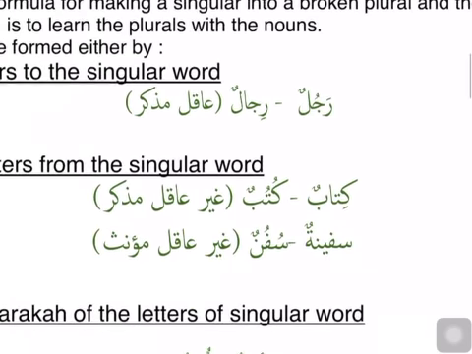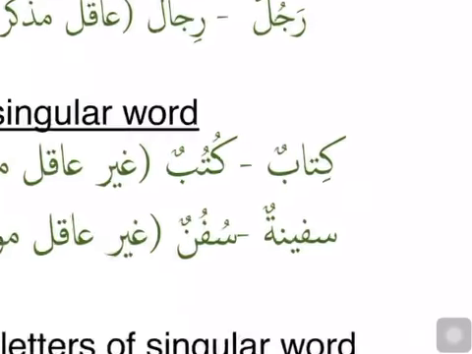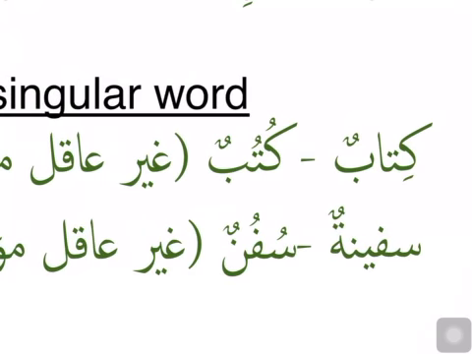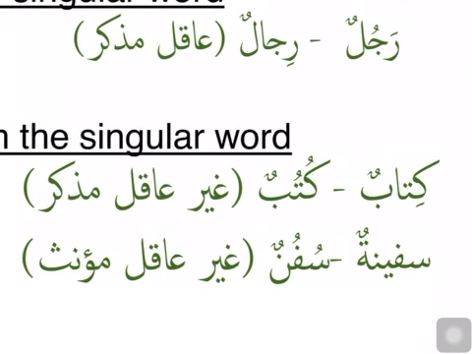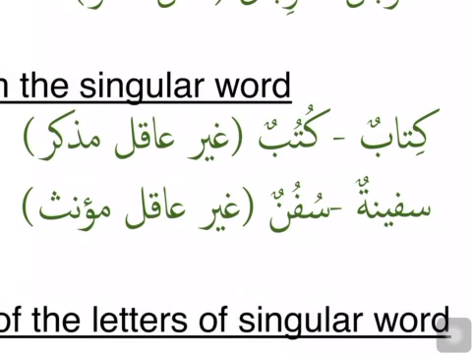Jama taksir can also be formed by deleting a letter. For example, in terms of kitabun, the jama taksir is kutubun. So there was an alif in the mufrad kitab, but in the jama there is no alif, it's kutub. Similarly, the word safinatun, a ship, its jama taksir is sufunun. So the ya and ta marbuta of the mufrad has been removed, and also there are changes in the harakat.